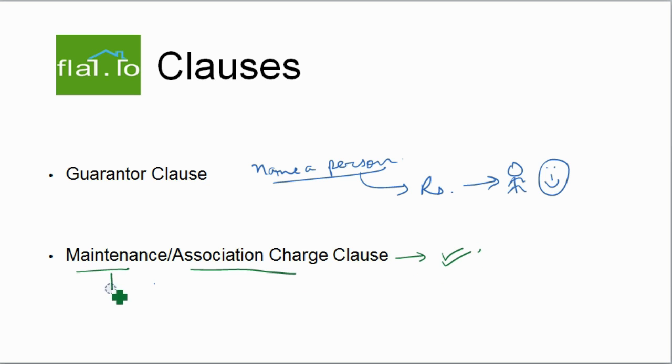Also the maintenance. The maintenance has to be made clear in the agreement: who will bear the maintenance charges, or are they included in the rent? Yes or no? Will there be any extra charges other than the rent? Yes or no? You should check for these conditions.